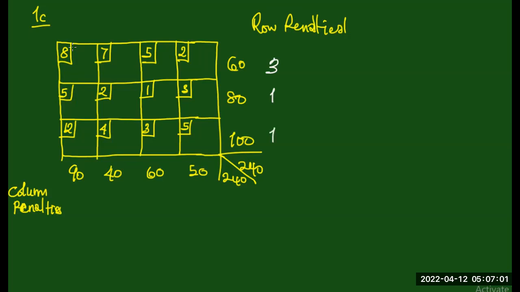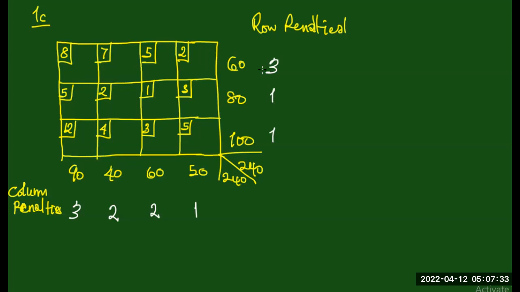Let's do column penalties. Column: least is 5, next least is 8. Difference is 3. Next, least is 2, next least is 4. Penalty 2. Least is 1, next least is 3. Penalty 2. Least is 2, next least is 3. Penalty 1. Which of these penalties is the highest? Three. The highest is 3.